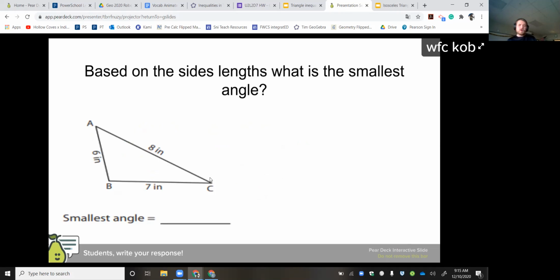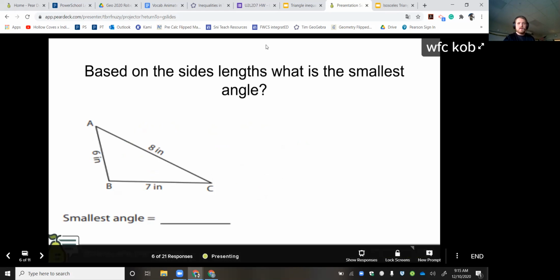Now, this is a throwback question real quick. Based on the side lengths, what is the smallest angle? Go ahead and type it on your own. Don't say it, please. And I want to see what everybody says. This will let me know if you guys remember this or not. What is the smallest angle?